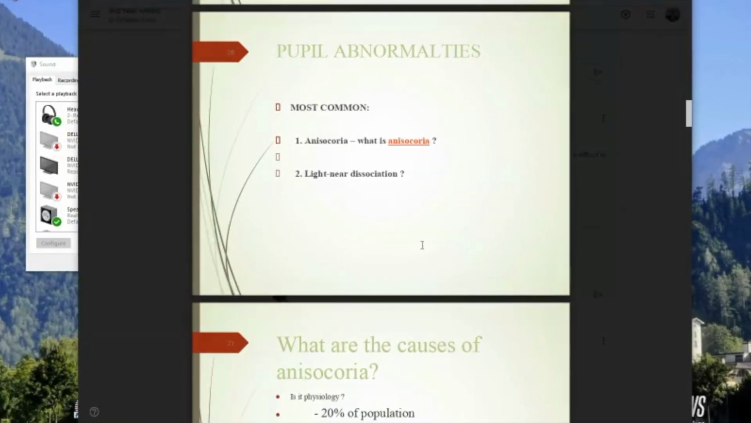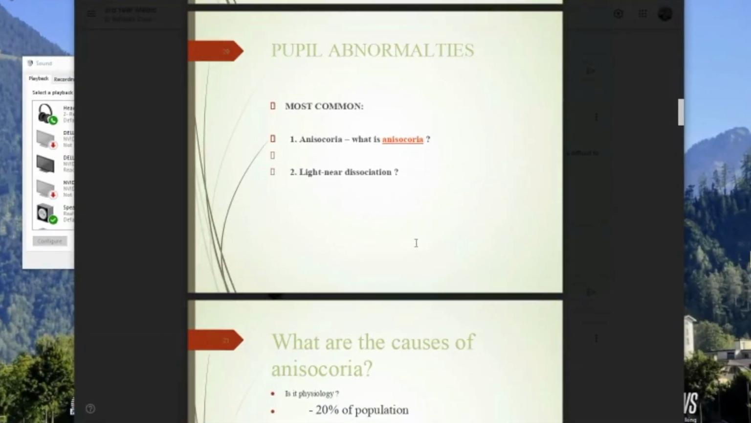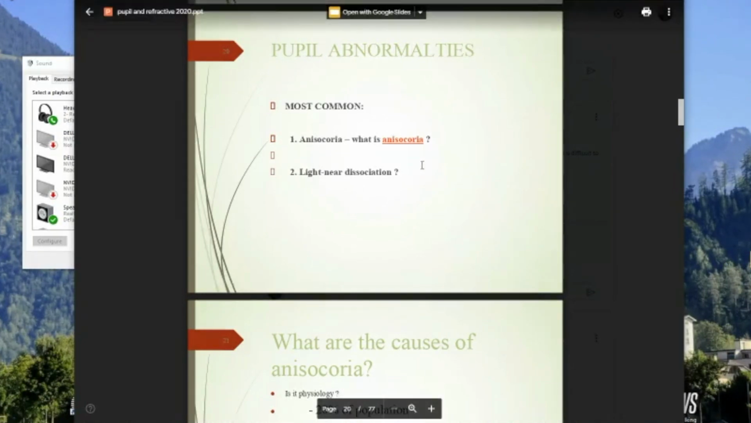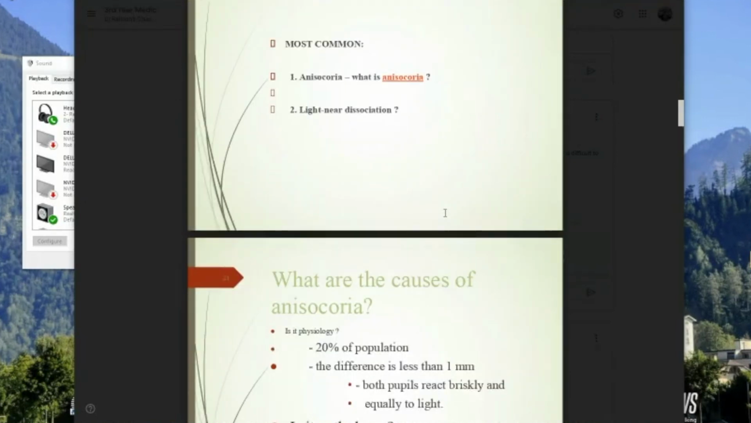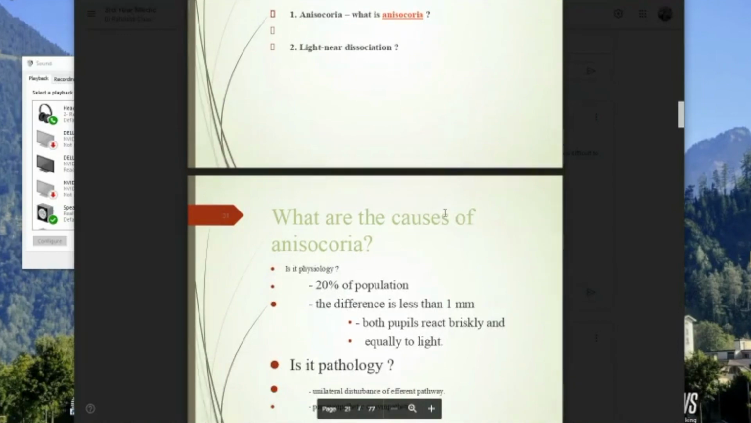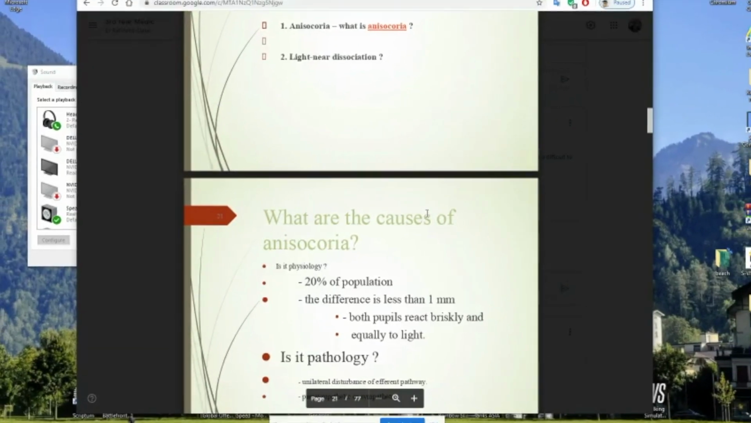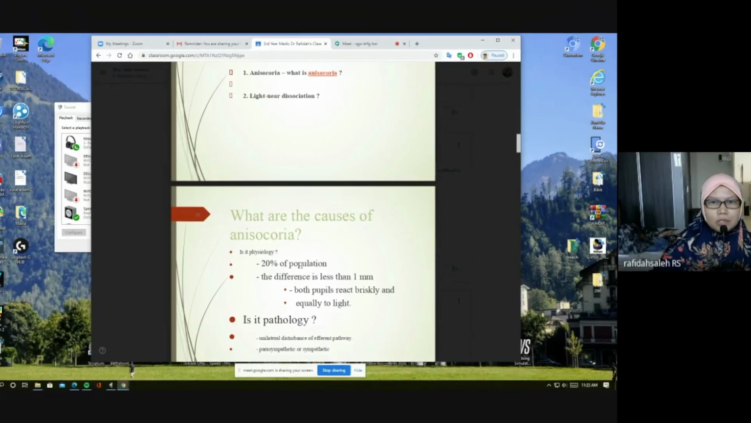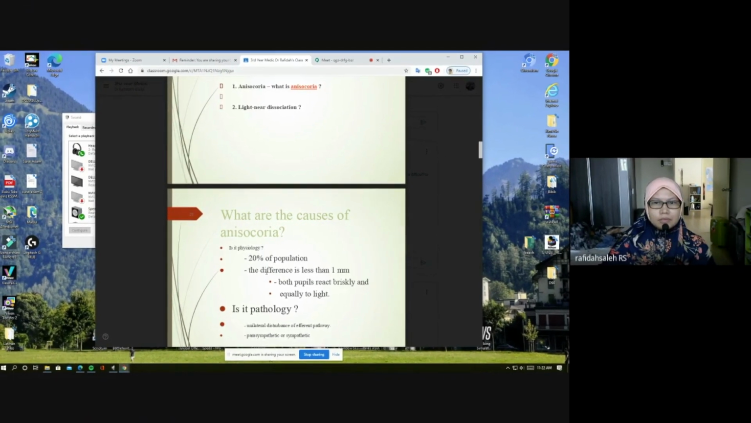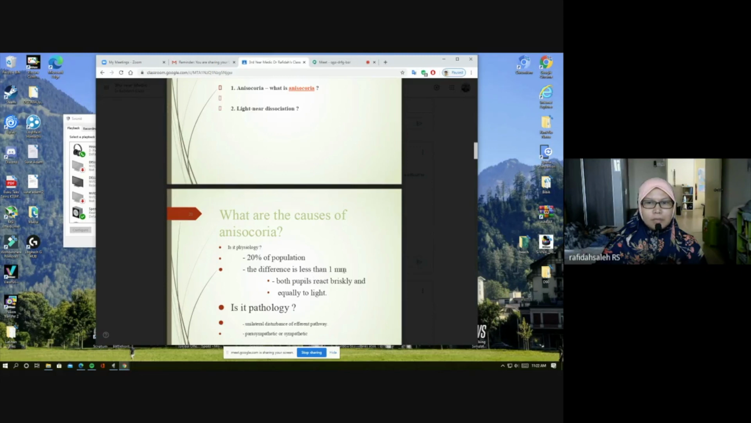So what is the most common? The most common is anisocoria. Okay, so what is anisocoria? Anisocoria is whereby there's a difference in sizes of the two pupils. Physiologically, in 20% of the population, there's probably a bit of difference, less than 1 mm.